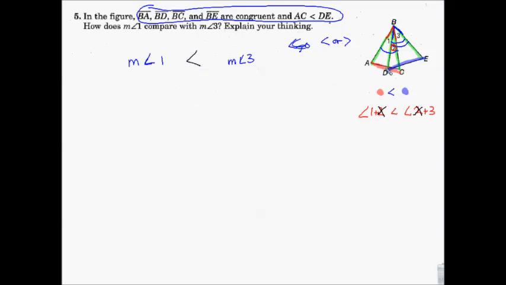So if they share a piece in common, you just take that piece away, but the relationship with the piece in will be the same as the relationship with the piece out. Make sense?